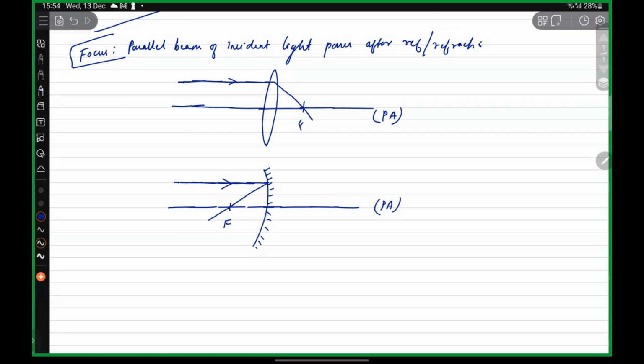Okay, so focus in simple terms is a point on the principal axis where a parallel beam of light, which is parallel to the principal axis, will pass through the focus after reflection or refraction. In this case, the light is passing through the focus after refraction. And in this case, it is passing through the focus after reflection. True? Can you follow?